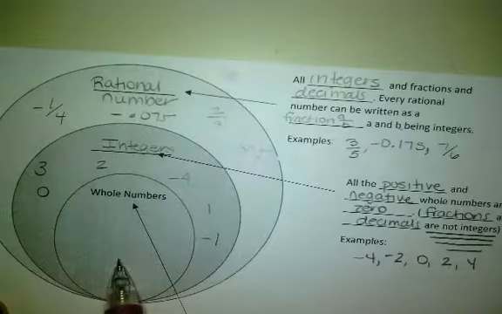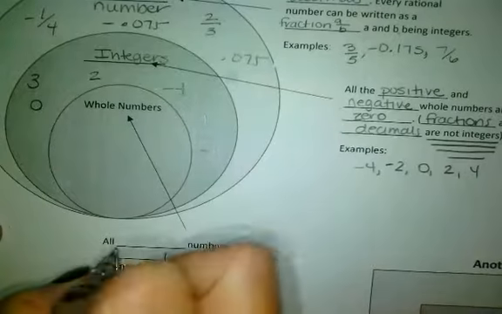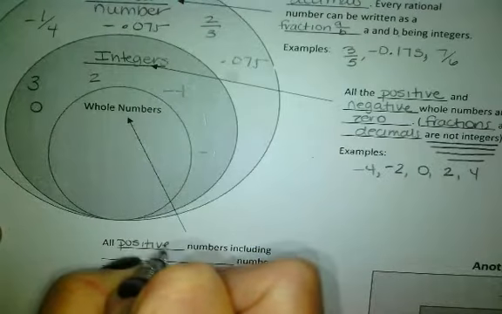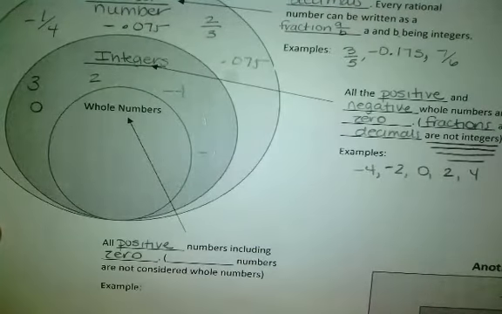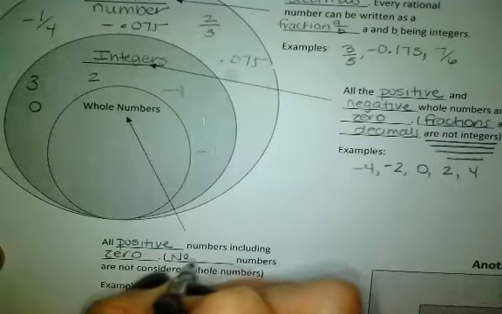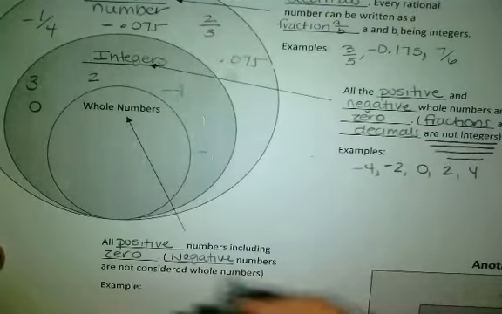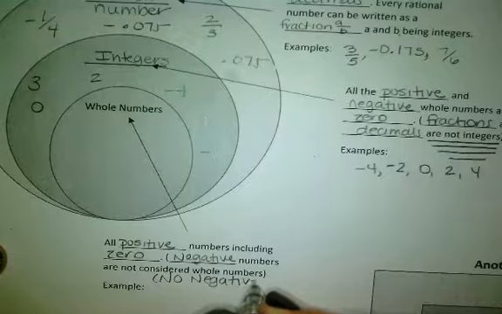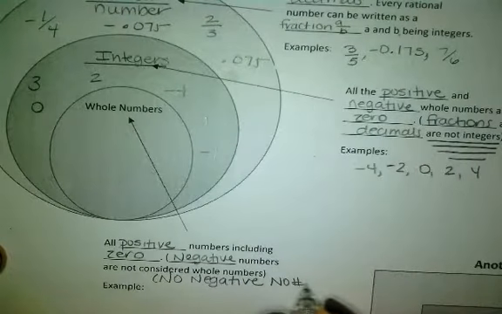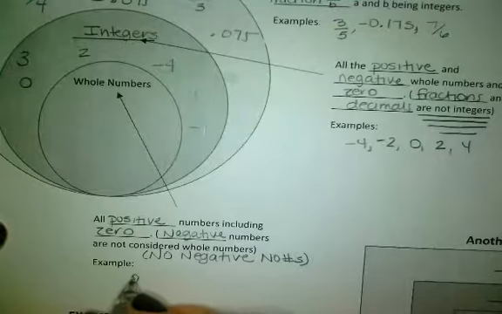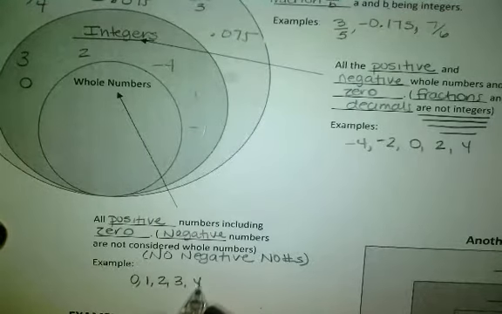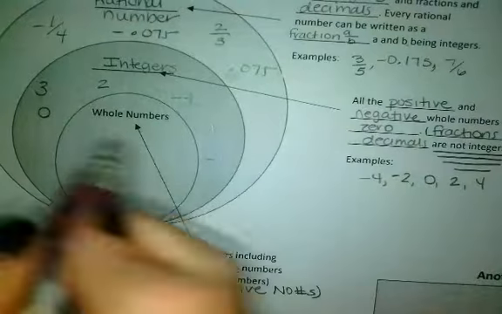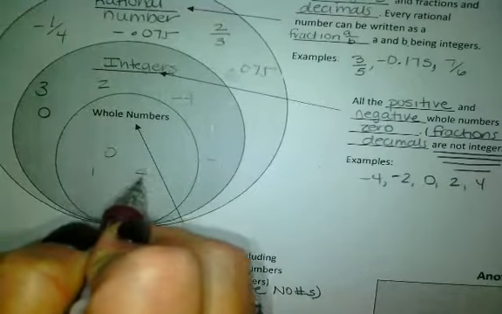Okay, so integers. Now, whole numbers are all and only positive numbers, including 0. Negative numbers are not considered whole numbers. So right here put no negative numbers. I'm just abbreviating that. So examples would be like 0, 1, 2, 3, 4, 5. So 0 up. Only positive numbers.